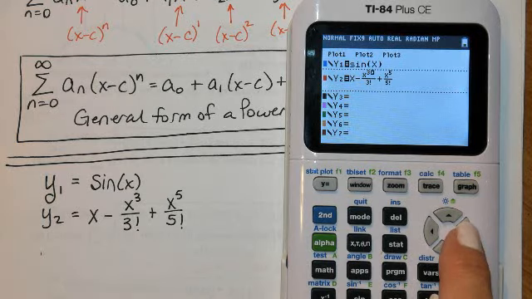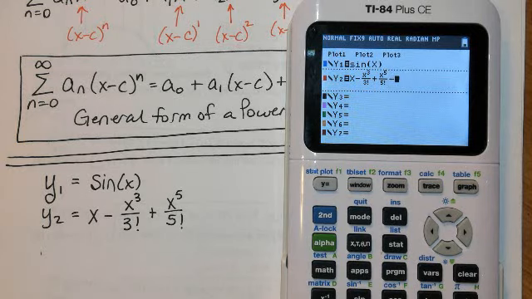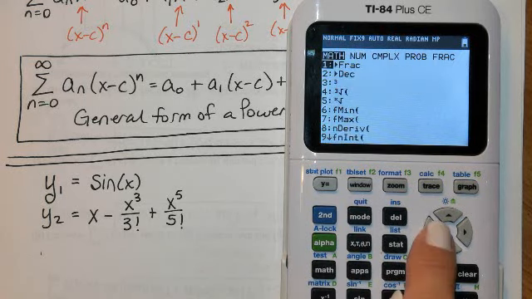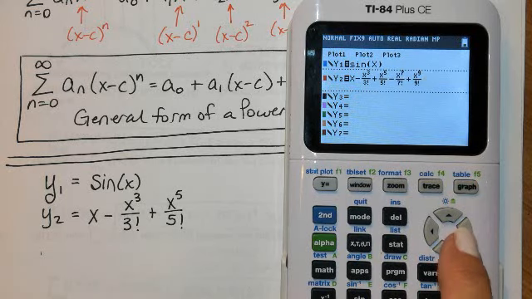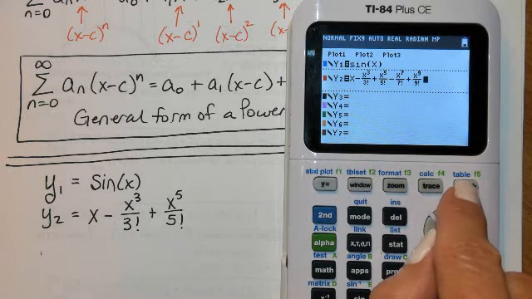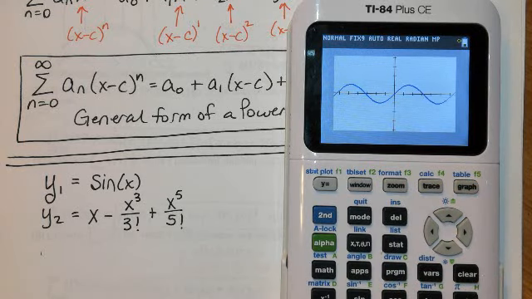Maybe we could continue this pattern a little bit more. Let's now do the next term, minus x to the 7th divided by 7 factorial. And maybe another one, plus x to the 9th divided by 9 factorial. Okay, let's see, I'm going to graph it again. There's sine, and here comes our 9th degree polynomial.